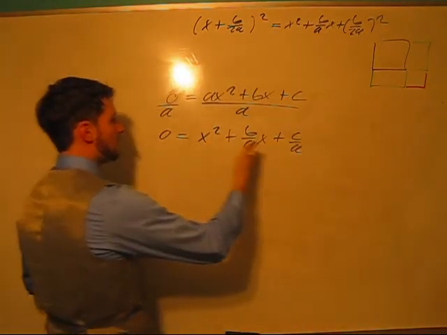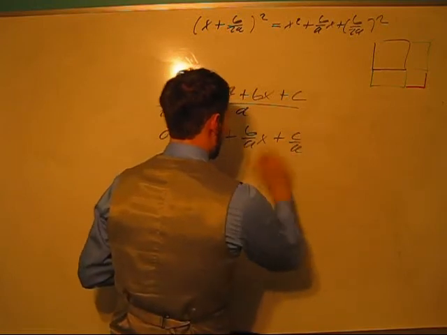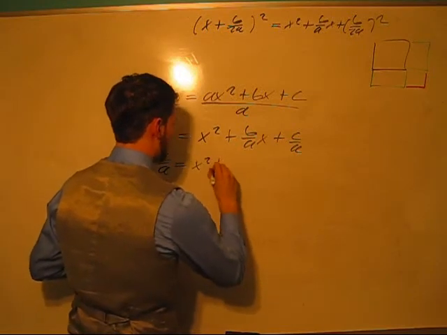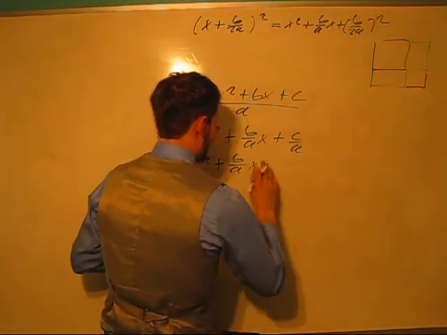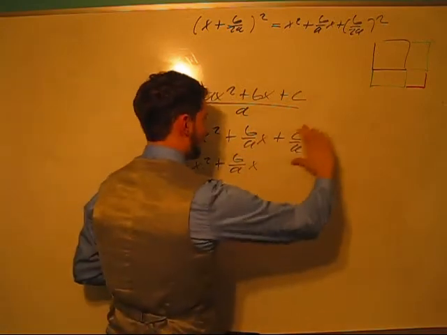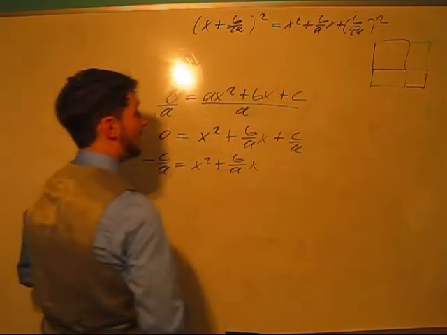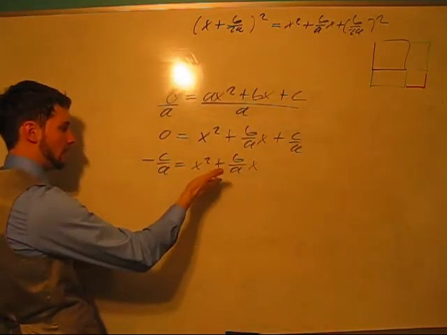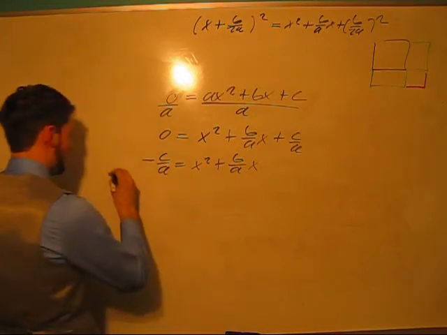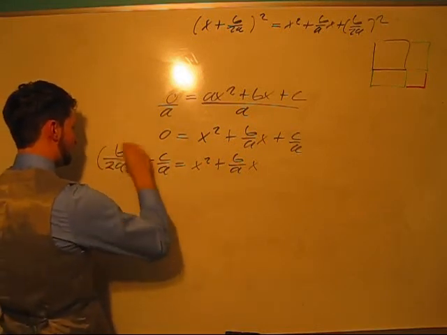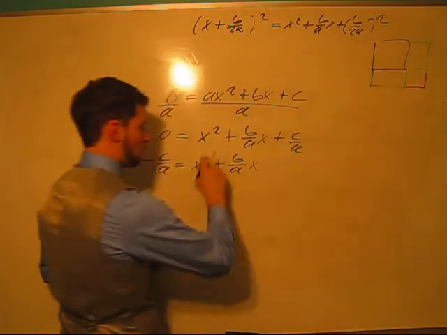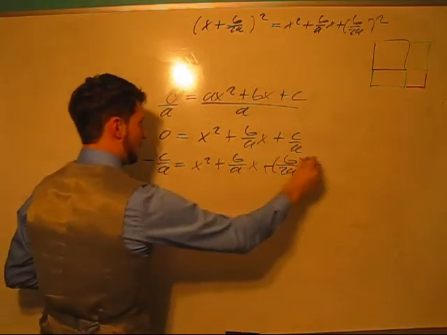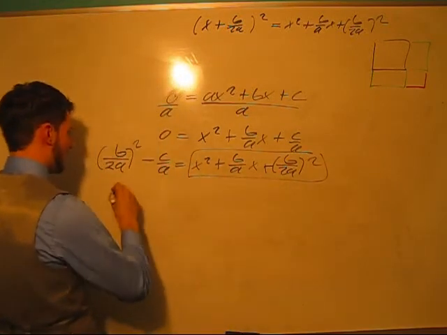Now, before we add (b over 2a) squared, we want to subtract c over a from both sides, such that we have the opposite of c over a equal to x squared plus b over a x. There we go. So we've added the opposite of c over a, cancellation on this side. Now, lastly, we want to complete the square by adding (b over 2a) squared to both sides of the equation, because what we do to one we must do to the other. And so this becomes (b over 2a) squared minus c over a is equal to x squared plus b over a x plus (b over 2a) squared. And now this is in the form of a perfect square such that we can make the substitution.